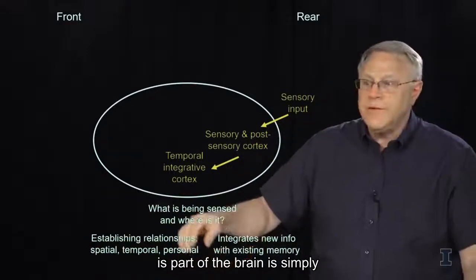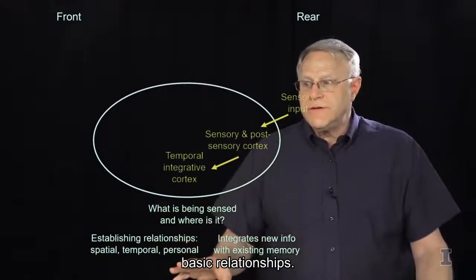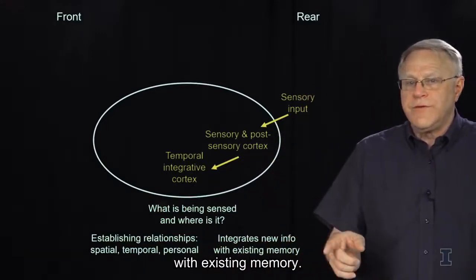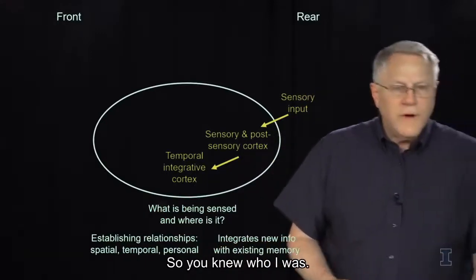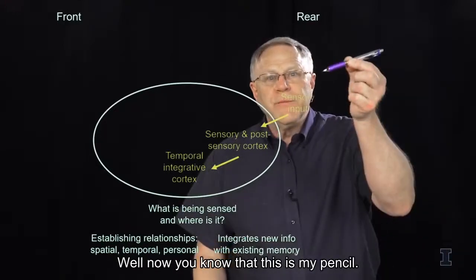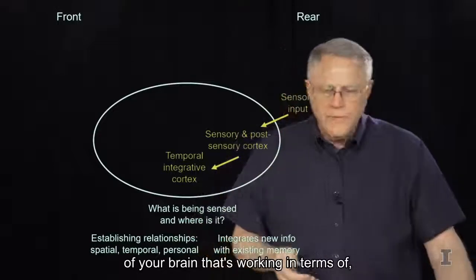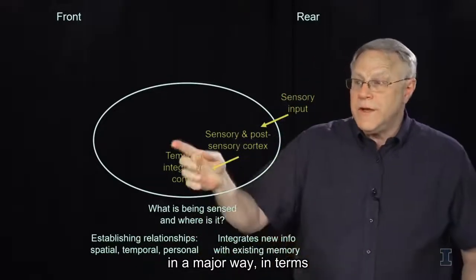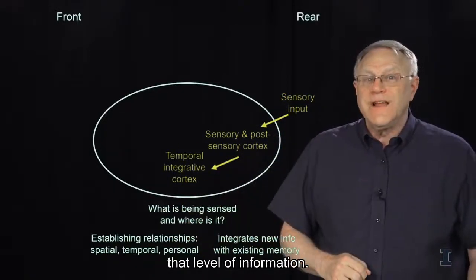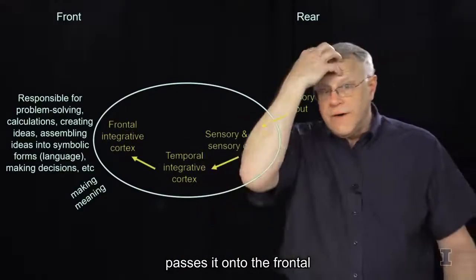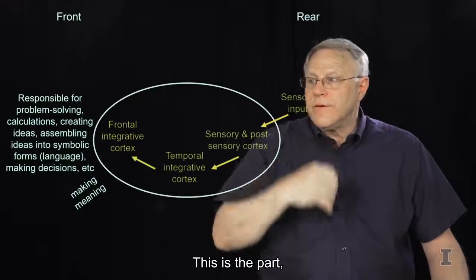This part of the brain is simply establishing those kinds of basic relationships. And also, importantly, it starts to integrate new information with existing memory. So you knew who I was. Well, now you know that this is my pencil. All right. So that's the only part of your brain that's working in a major way in dealing with that level of information. It takes that information and passes it on to the frontal integrative cortex up here.